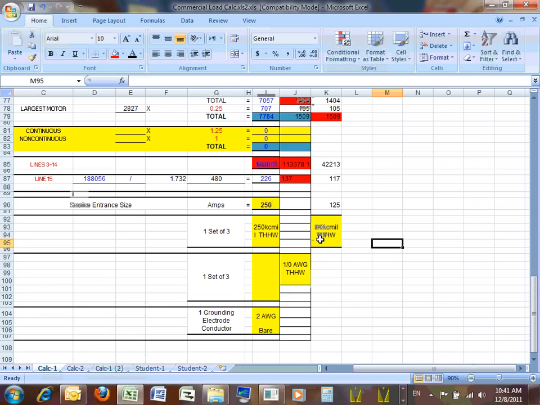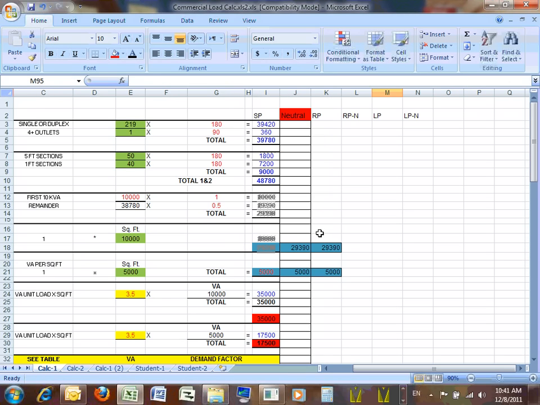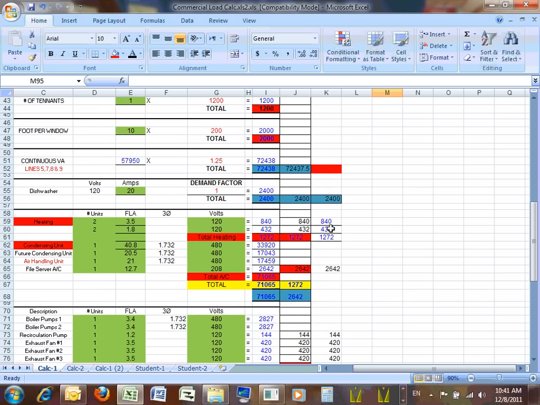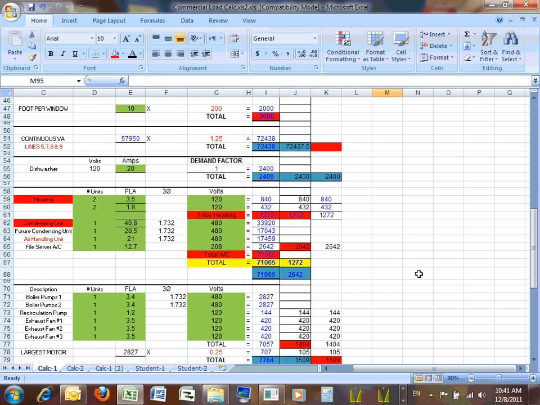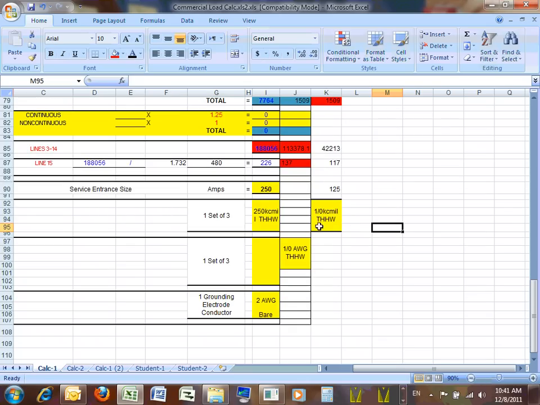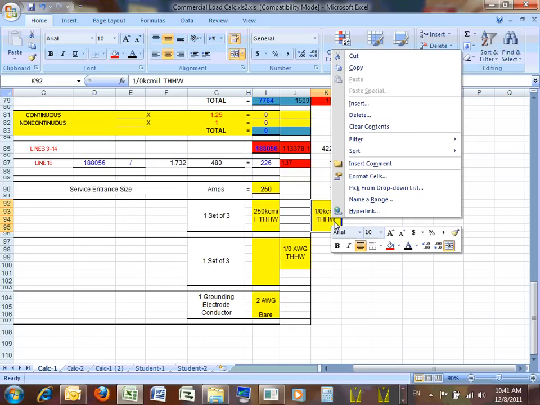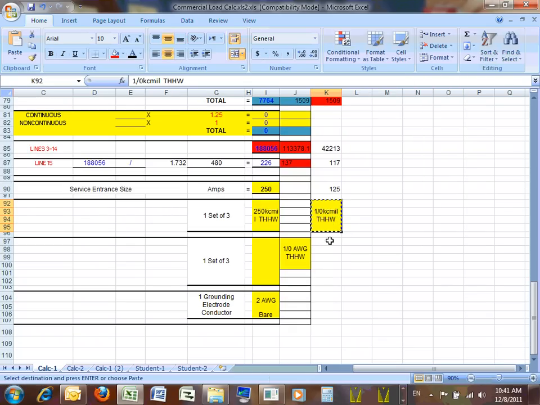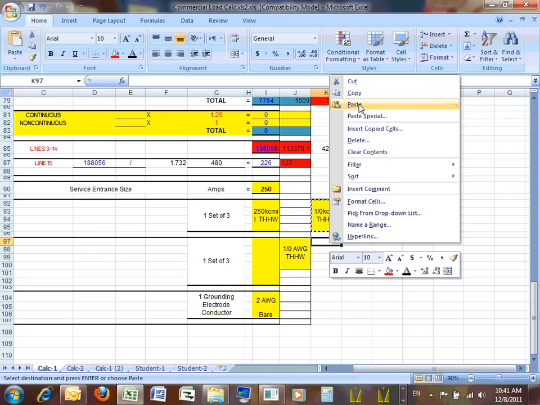Okay, and then for the neutral, guys, everything here is going to be neutral, right? You guys agree with me? These are receptacle loads. I don't have any three phase on them. So the neutral size in this case is going to be identical, the same neutral. My neutral current is going to be copied here, and my neutral is going to be right in here.